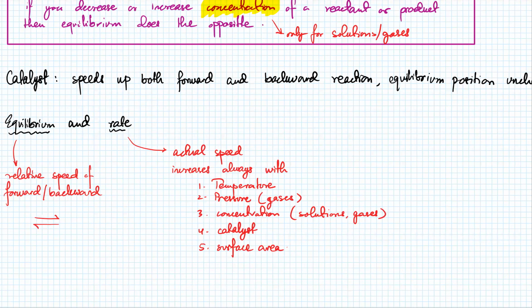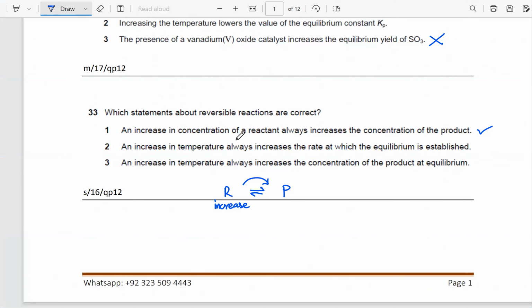So for example, let's do this one. If you increase the temperature, he's talking about rate over here. So when he's talking about the rate of the reaction, whenever you increase temperature, the rate always increases. Okay? So this statement is true because it's not a statement about equilibrium. It's a statement about the rate of reaction. Okay? Is this clear? Yes, sir.